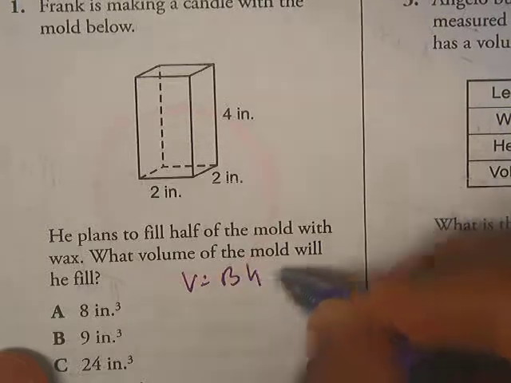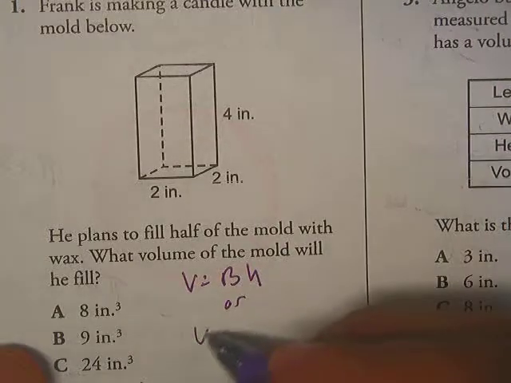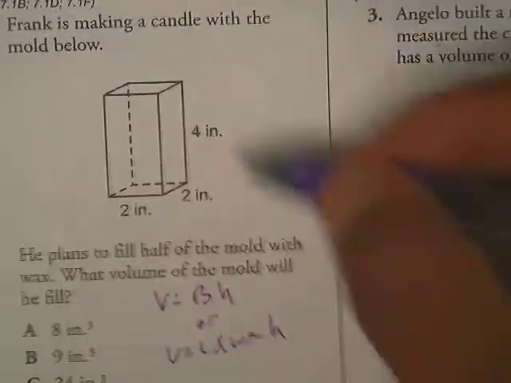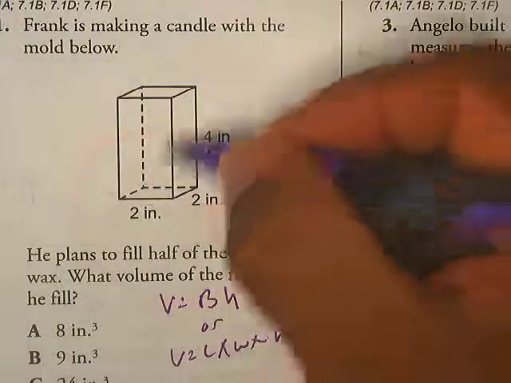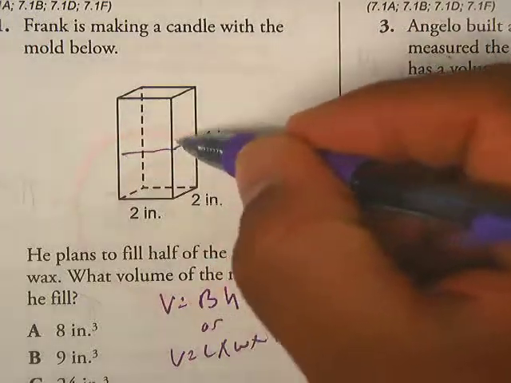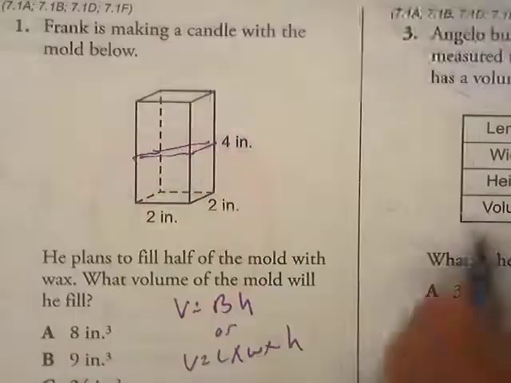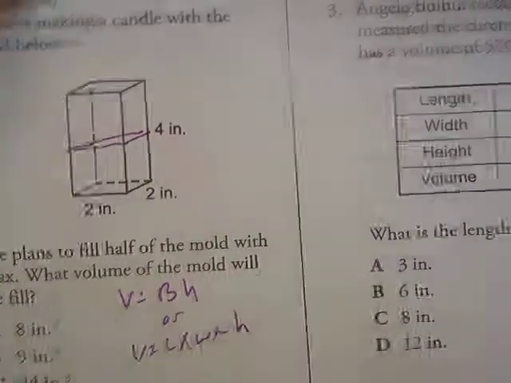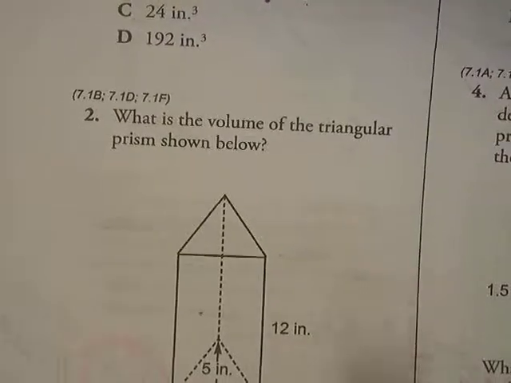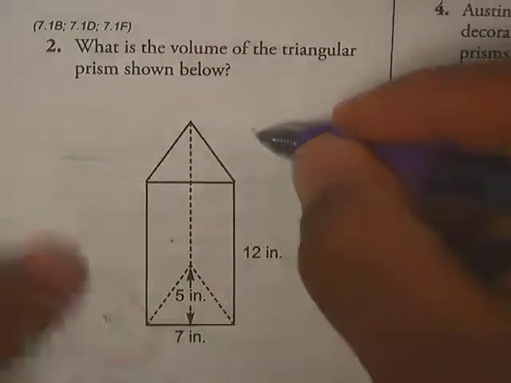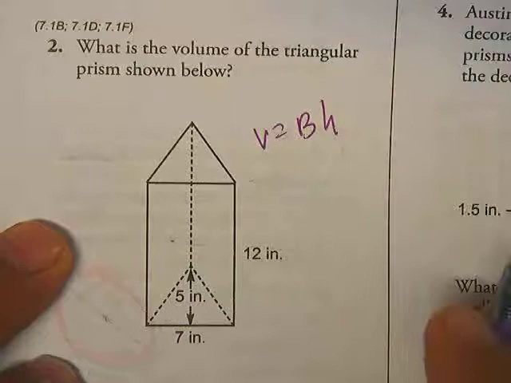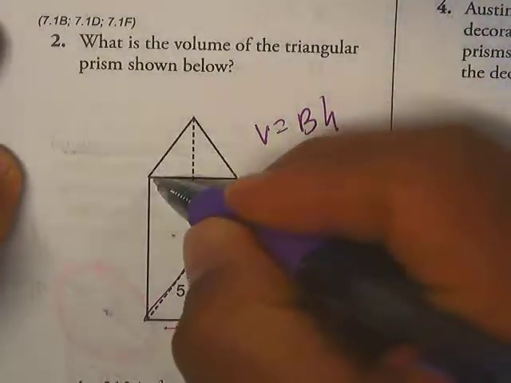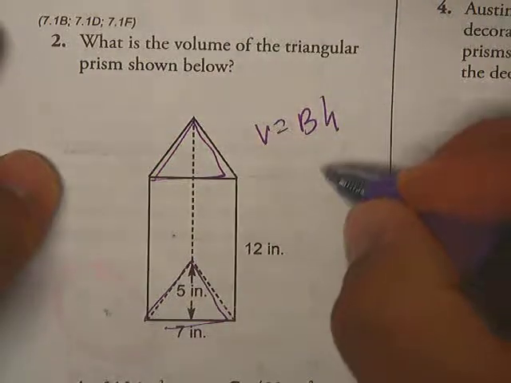Here, Frank is making a candle with the mold below. He plans to fill half of the mold with wax. What volume of the mold will he fill? Again, this is a rectangular prism. You use this, or volume equals length times width times height. Find the volume. This will give you the volume of the whole thing, but you only want half. So remember, you want half of it. So what can you do once you get the whole volume if you only want half? Think about it.